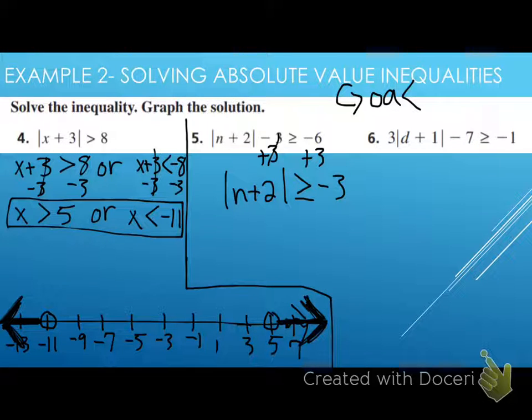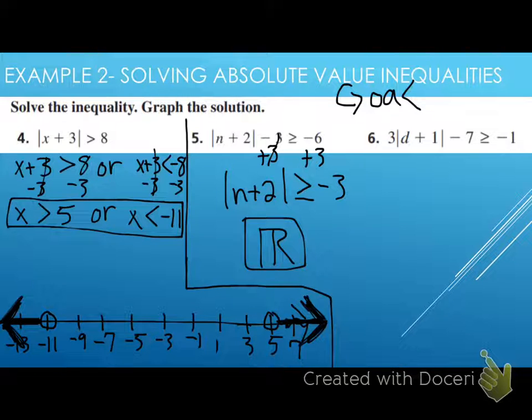Yes. Yes, it will. Always, without a doubt, right? It will never give me a negative number. So, it is all real numbers in this case. Does everyone understand why this is all real numbers? So just because it's a negative doesn't automatically mean that it's no solution, does it?